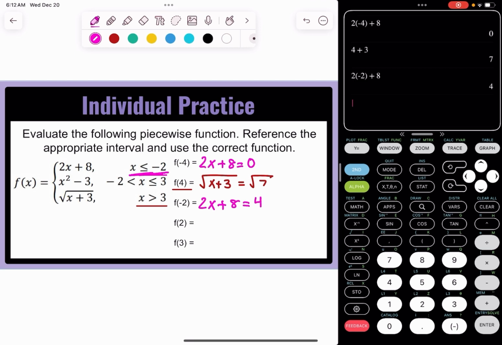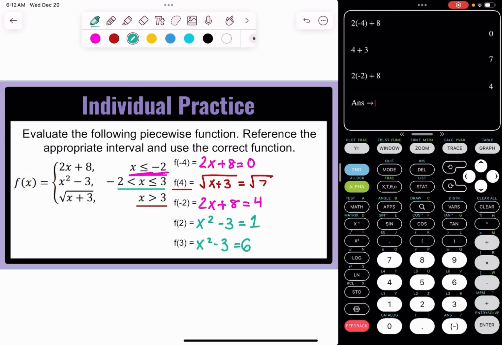Now, when x equals 2, that means we're in between -2 and 3, so we would have x squared minus 3. 2 squared is 4, minus 3 is 1. And now, when x equals 3, that doesn't mean x is greater than 3 because 3 is not included, but we are in between -2 and 3 since it's equal to 3. That would be x squared minus 3. 3 squared is 9, minus 3 is 6.